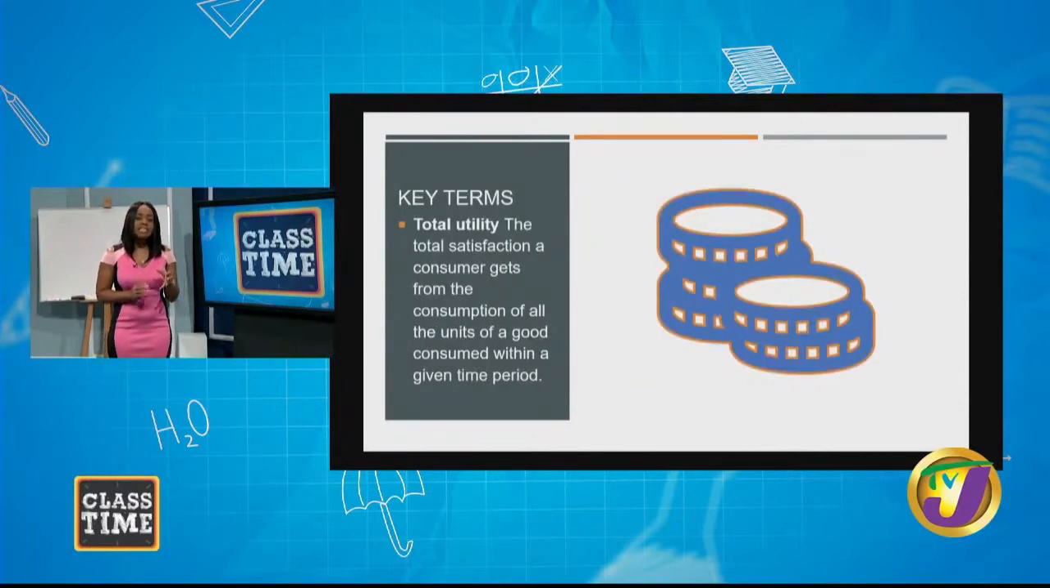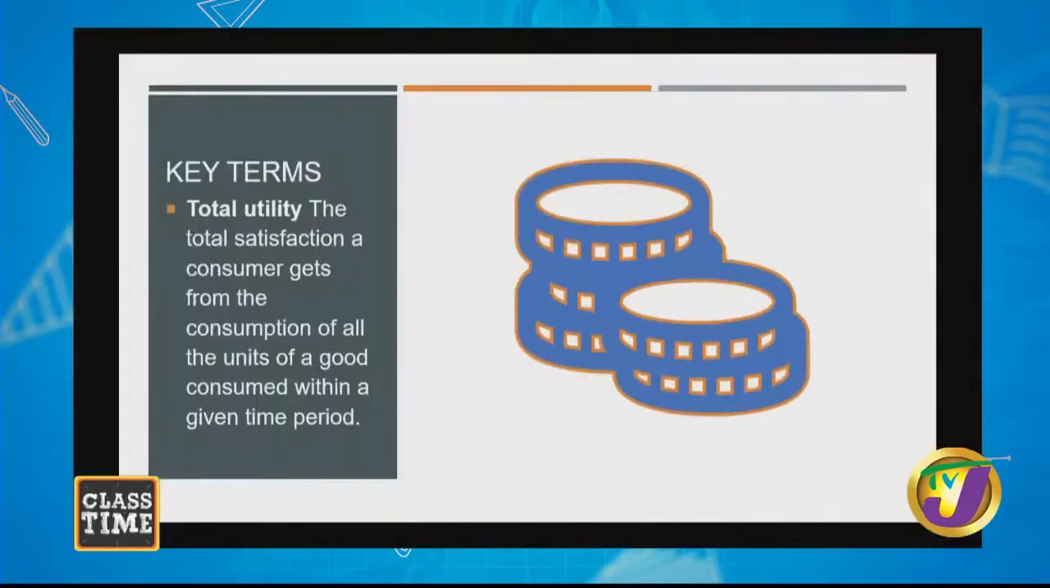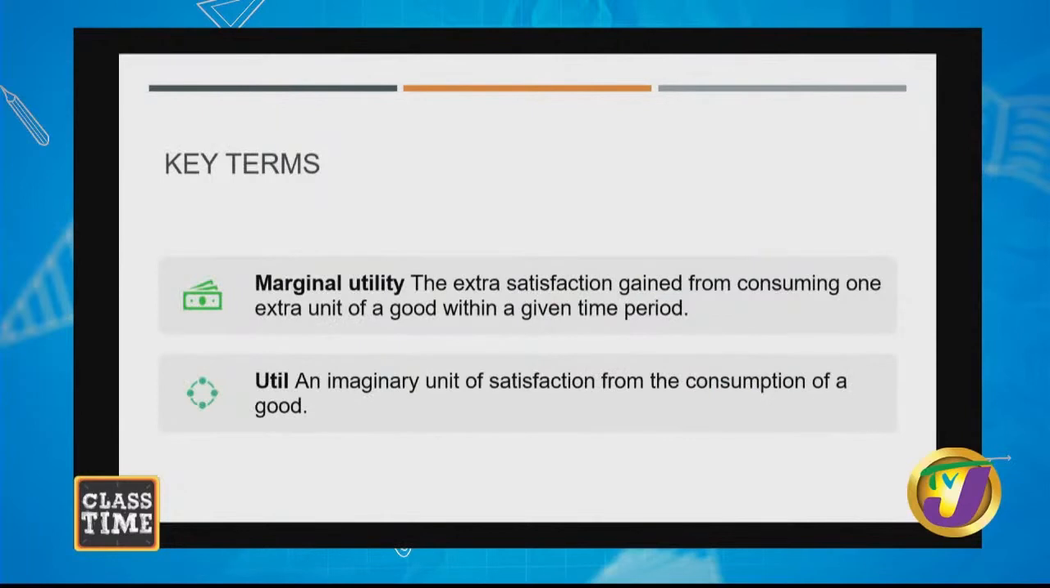And the utility there is making reference to satisfaction. So total utility looks at the total satisfaction that you get from consuming a good or a service. The total utility will include all the different satisfactions you get per unit, sum them up, and that will be your total utility.